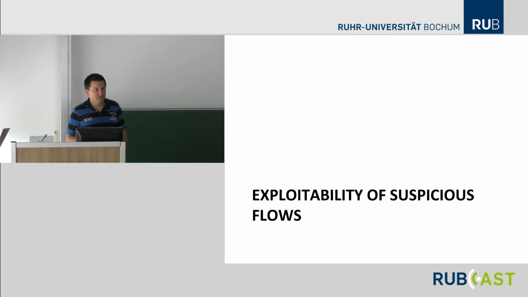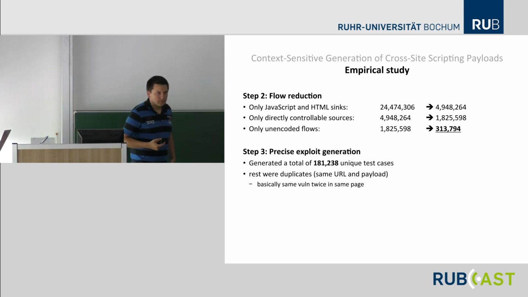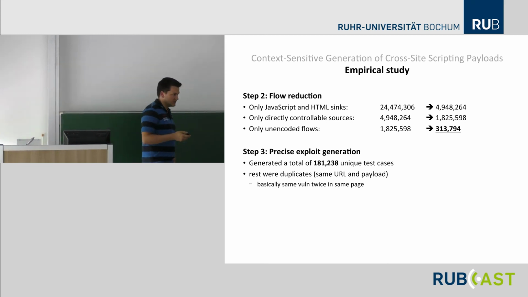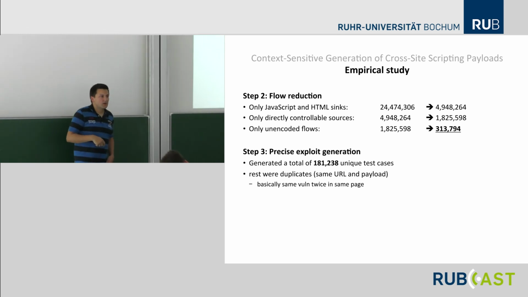So we used this system to validate the flows. We now had the 24 million flows, and we wanted to generate exploits for them. But before we did that, we cleaned up the flows a bit. We had 24 or 25 million flows, and we said we only want flows that are directly executable with JavaScript and HTML. So we, for example, left out injections into URLs because they are pretty hard to exploit.